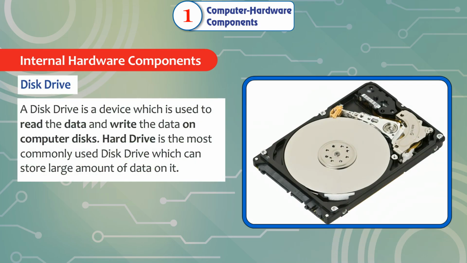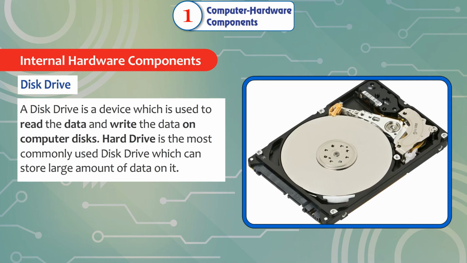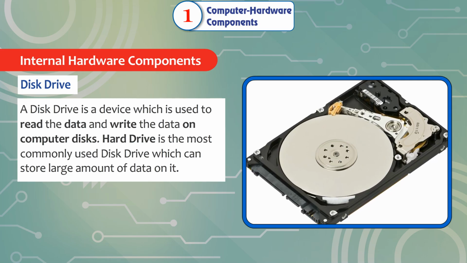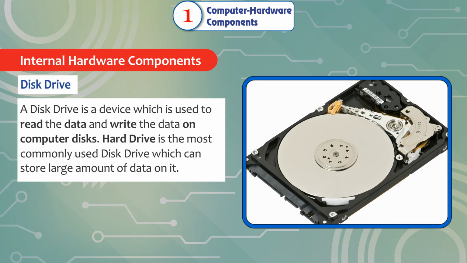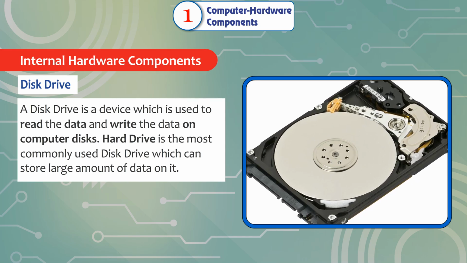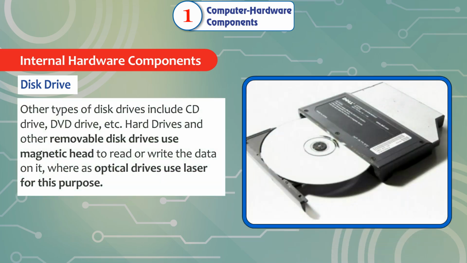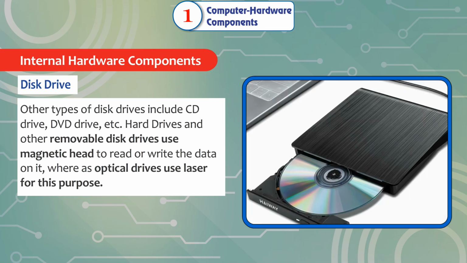Disk drive. A disk drive is a device which is used to read and write data on computer disks. Hard drive is the most commonly used disk drive, which can store a large amount of data. Disk drives can be built inside the CPU or can be used as an external device which is connected to the CPU through cables. Other types of disk drives include CD drive, DVD drive, etc.